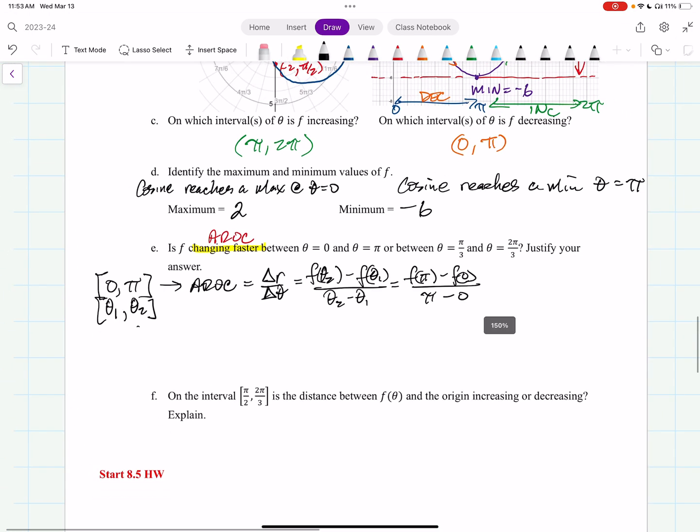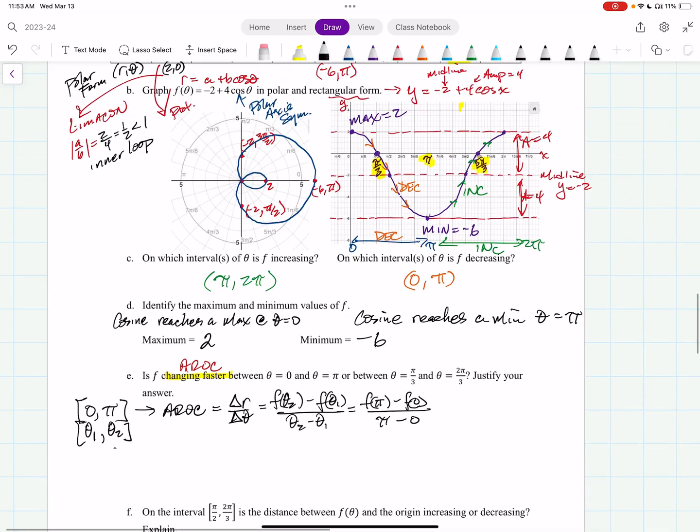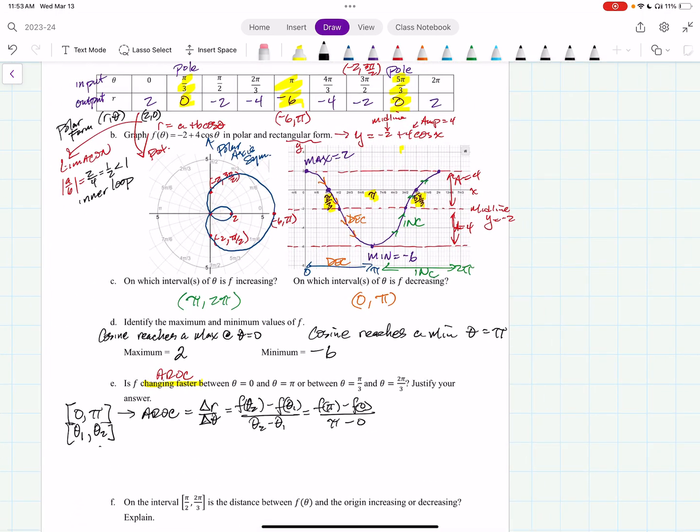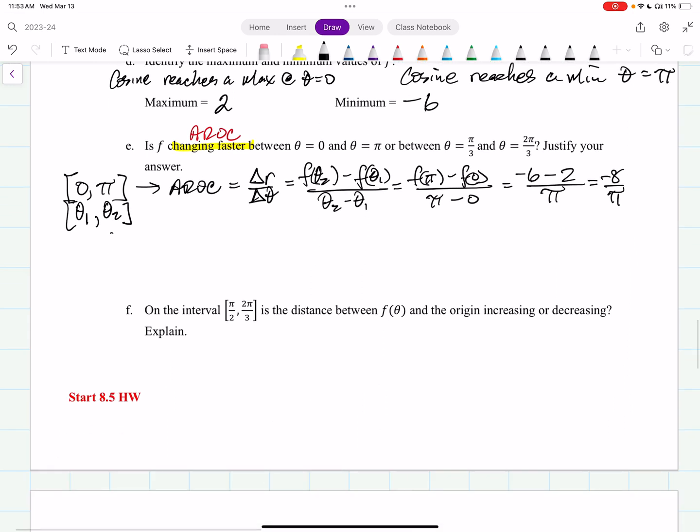Now we don't have to do any further evaluation because we already did it. If you look at the table up here, f of pi is -6. F of 0 is 2, divided by pi gives you -8 over pi. Okay, now let's work on the other interval.